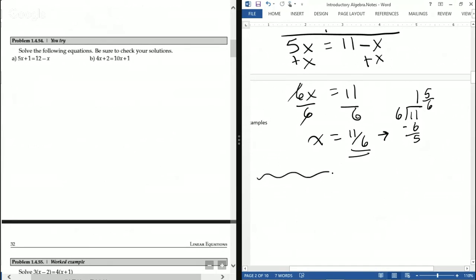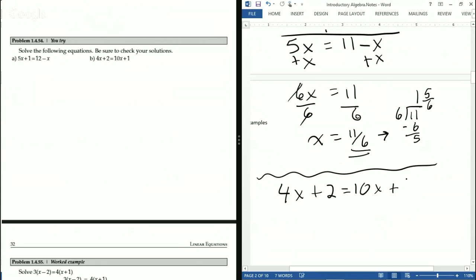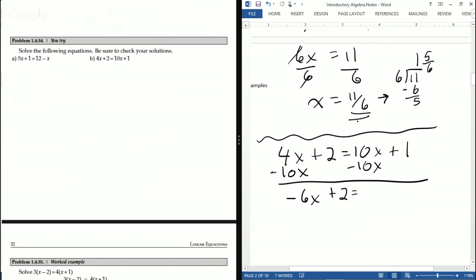The next problem we have here, it's 4x plus 2 equals 10x plus 1. So what I'm going to do is collect my x's. I'm going to get just my x's on the left. I don't want to have x's on the right. I want my x's to be on the left. So I'm going to subtract 10x from both sides. Notice when I do it, I put them under the like terms. It makes it easier. 4x minus 10x puts me at negative 6x plus 2. Bring the 2 down. And on the right-hand side, all I have is just 1.